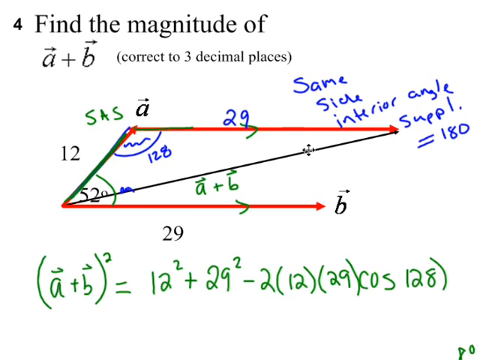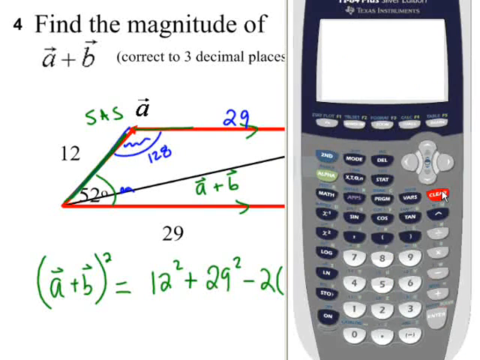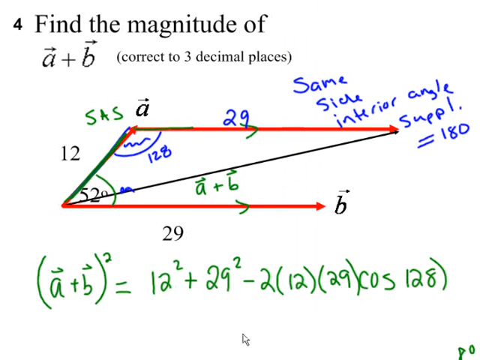Making sure our calculator is in degrees, let's just go ahead and type this in. So I have 12 squared plus 29 squared minus 2 times 12 times 29 cosine of 128. Hit enter, and I get 1,413. Again, please be careful.